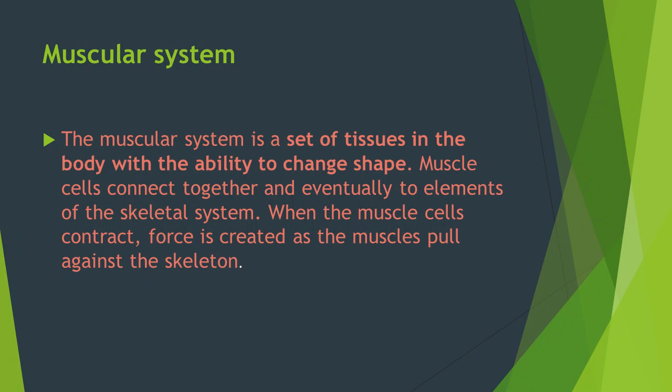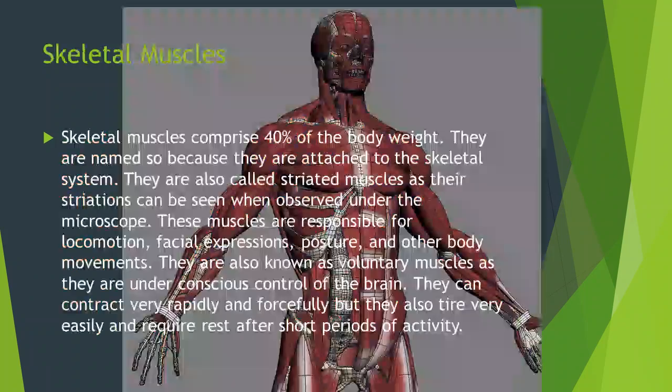Muscular system. The muscular system is a set of tissues in the body with the ability to change shape. Muscle cells connect together and eventually to elements of the skeletal system. When the muscle cells contract, force is created as the muscles pull against the skeleton.